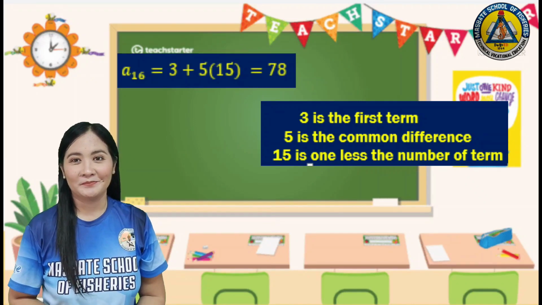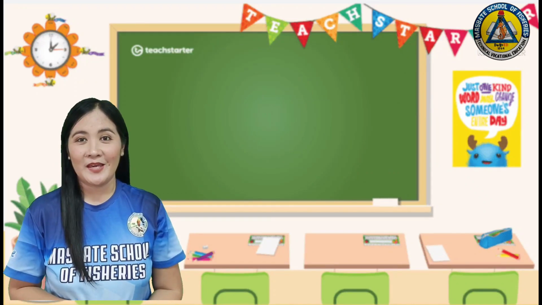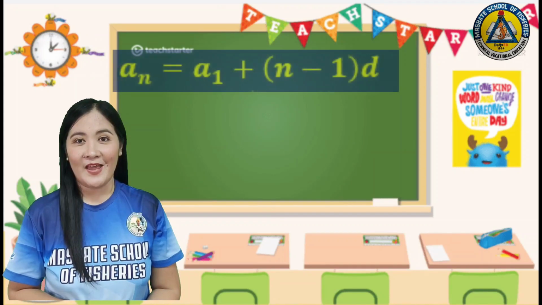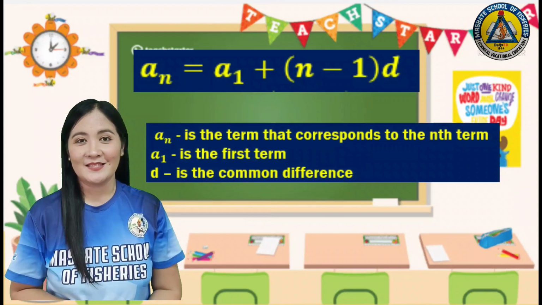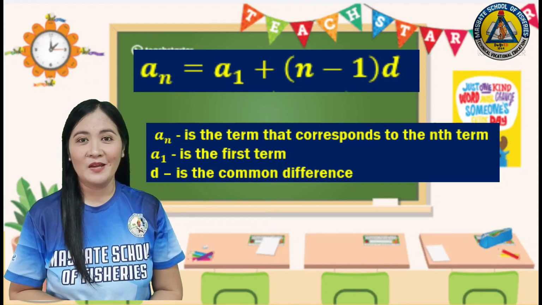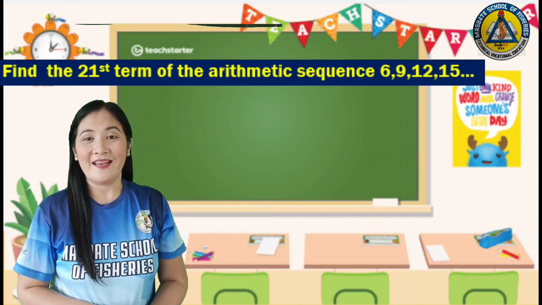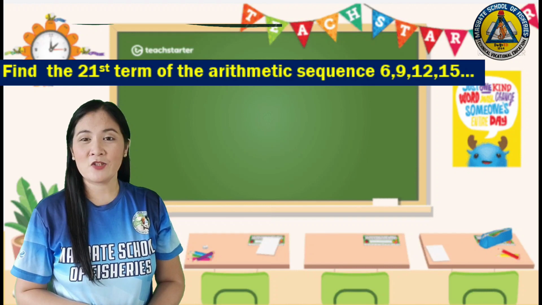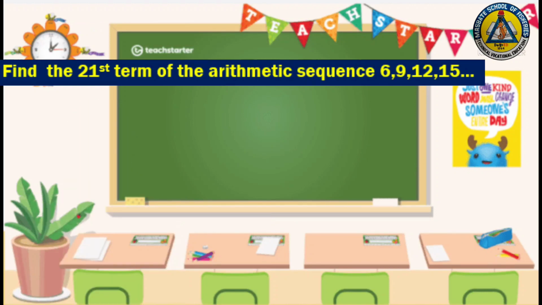With this, we can derive the pattern that the nth term of the sequence is a sub n equals a sub 1 plus n minus 1 times d. Let us apply the formula in solving the following problems.